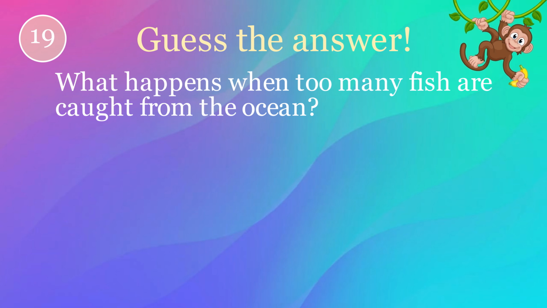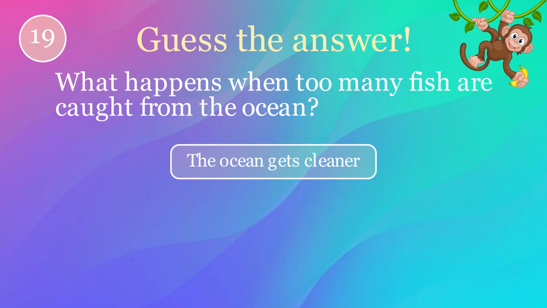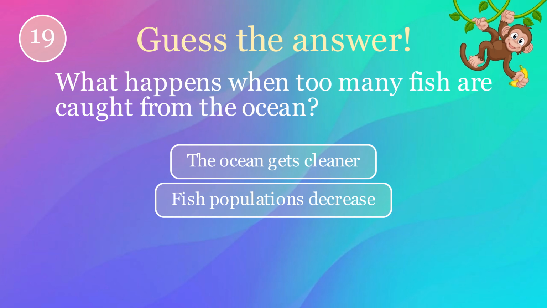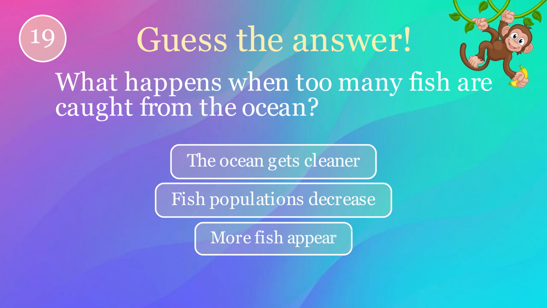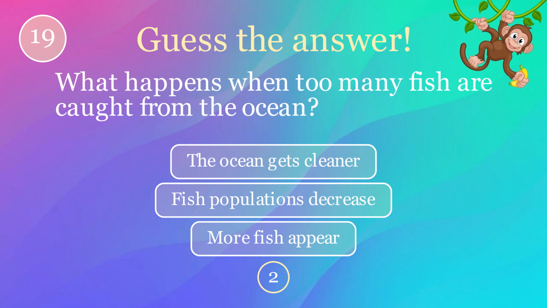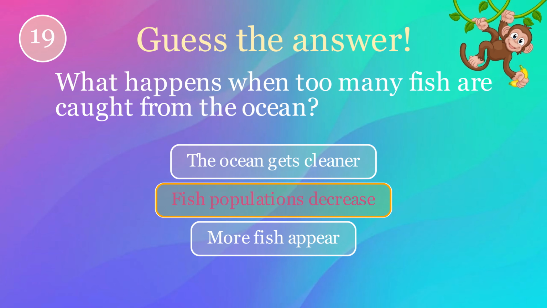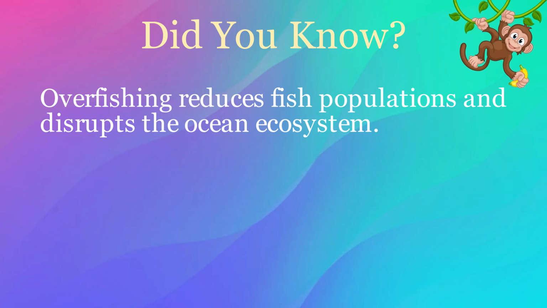What happens when too many fish are caught from the ocean? The ocean gets cleaner. Fish populations decrease. More fish appear. The correct answer is, fish populations decrease. Here's an interesting fact: overfishing reduces fish populations and disrupts the ocean ecosystem.